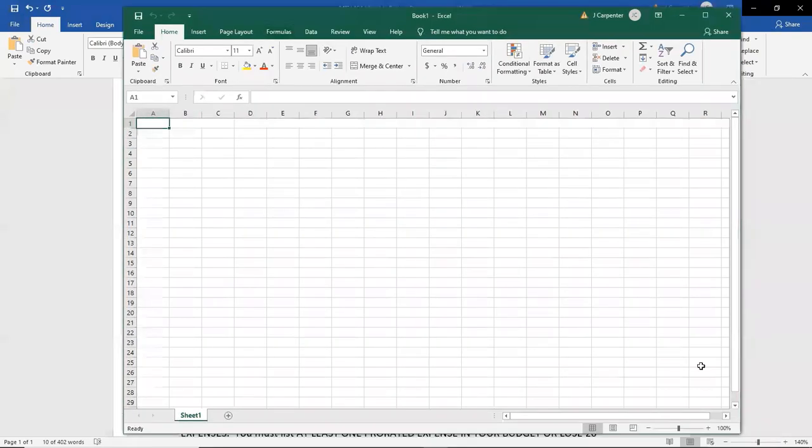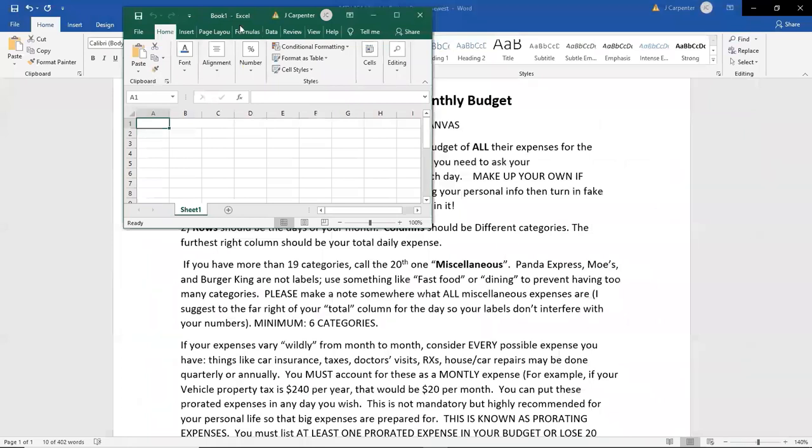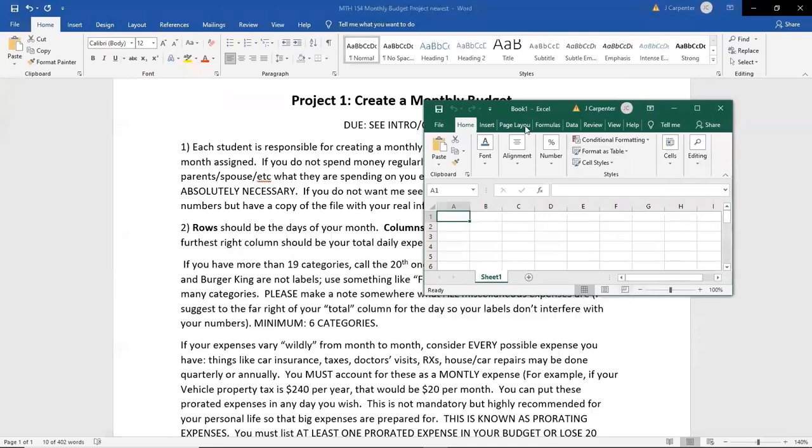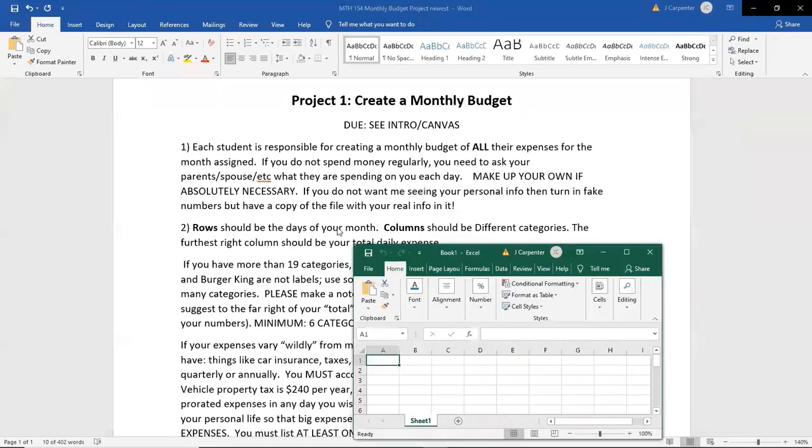So again, what we've said, let me just kind of shrink this so we can see a little bit of everything. Rows should be the days of your month. Row one, row two, row three, you can see those. Columns should be your different categories. Column A, column B, column C, column D.